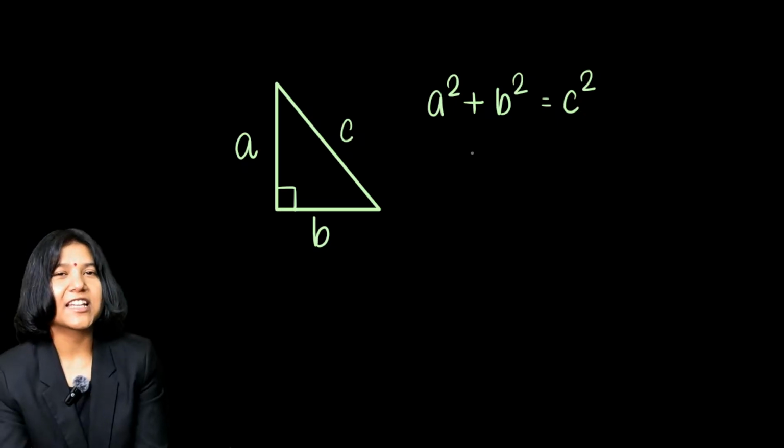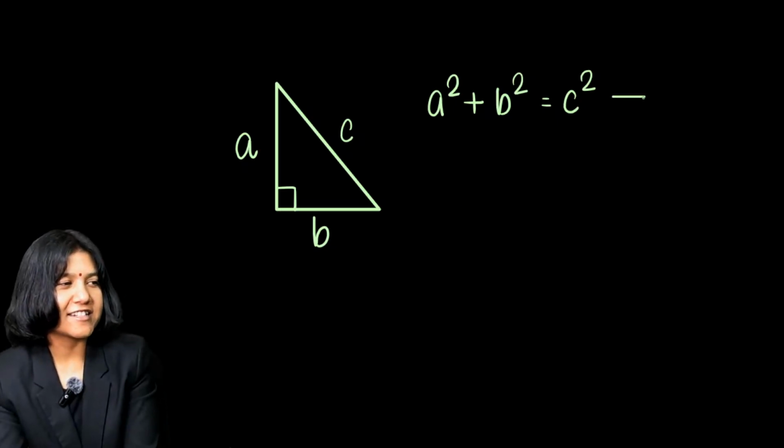Now the first thing I'm going to do is take this entire equation and divide by the square of the hypotenuse.